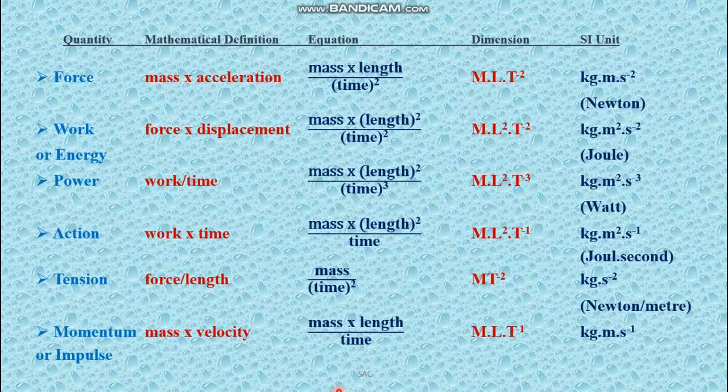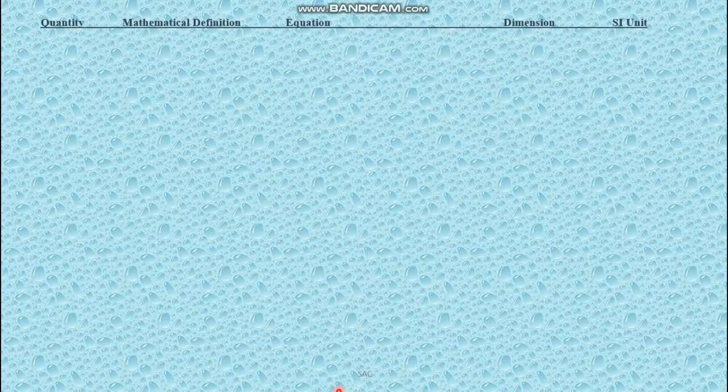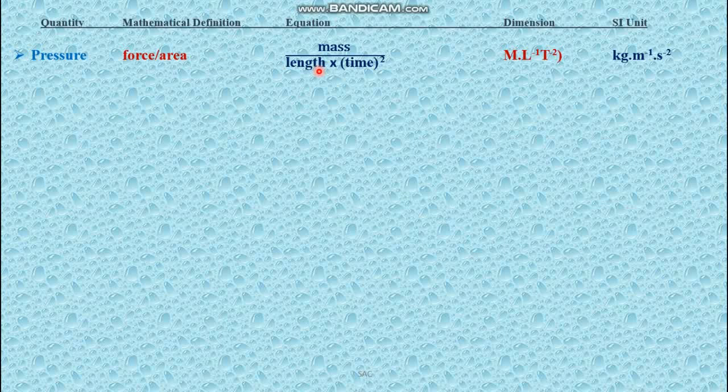Okay, next we have some more quantities. Suppose it is pressure. Pressure is defined as force per unit area. Force means mass into length by time squared. Then when it is divided by length squared, it becomes mass over length by time squared. So it should have the dimension M L inverse T squared inverse.